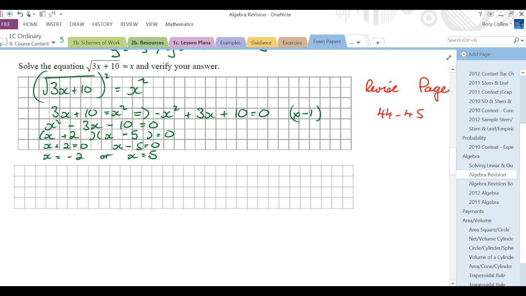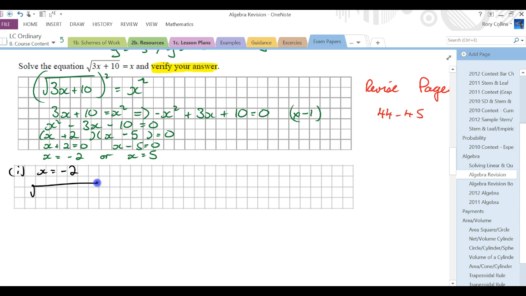I've found two values for x. We were now asked to verify our answer. To do that, we must substitute these into the equation and check that they satisfy the equation. Let us try when x equals minus 2.